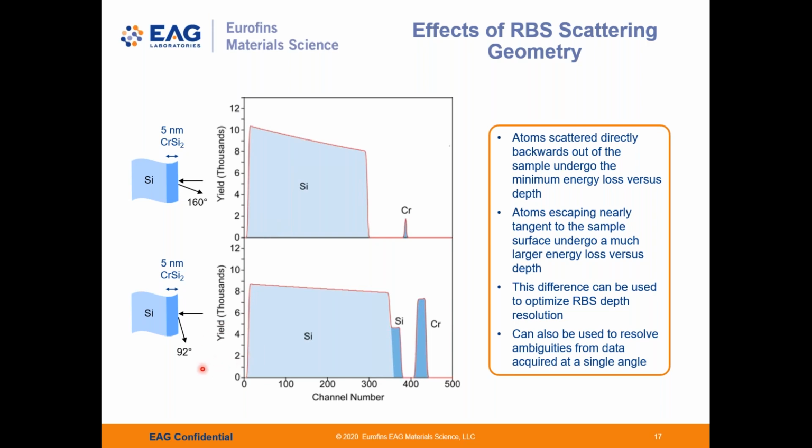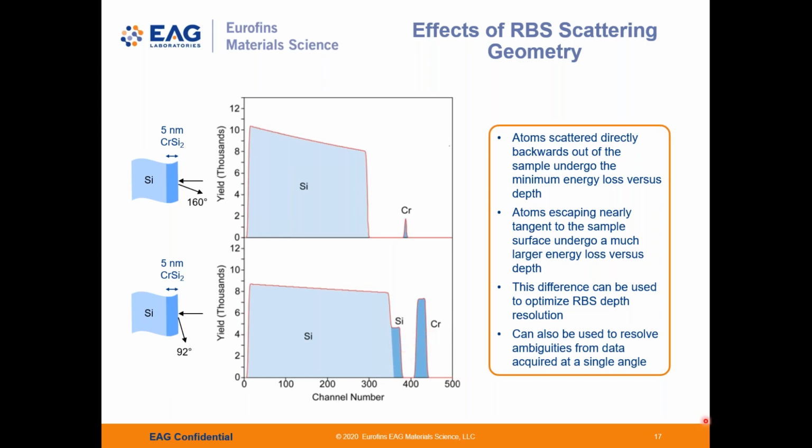The length of the path of travel of backscattered ions going to the 92 degree grazing detector is a longer path. Thus, the energy loss by these ions is greater. This leads to an amplified spectral peak width of the silicon feature in the grazing spectrum. That's here, and also the chrome feature as well.